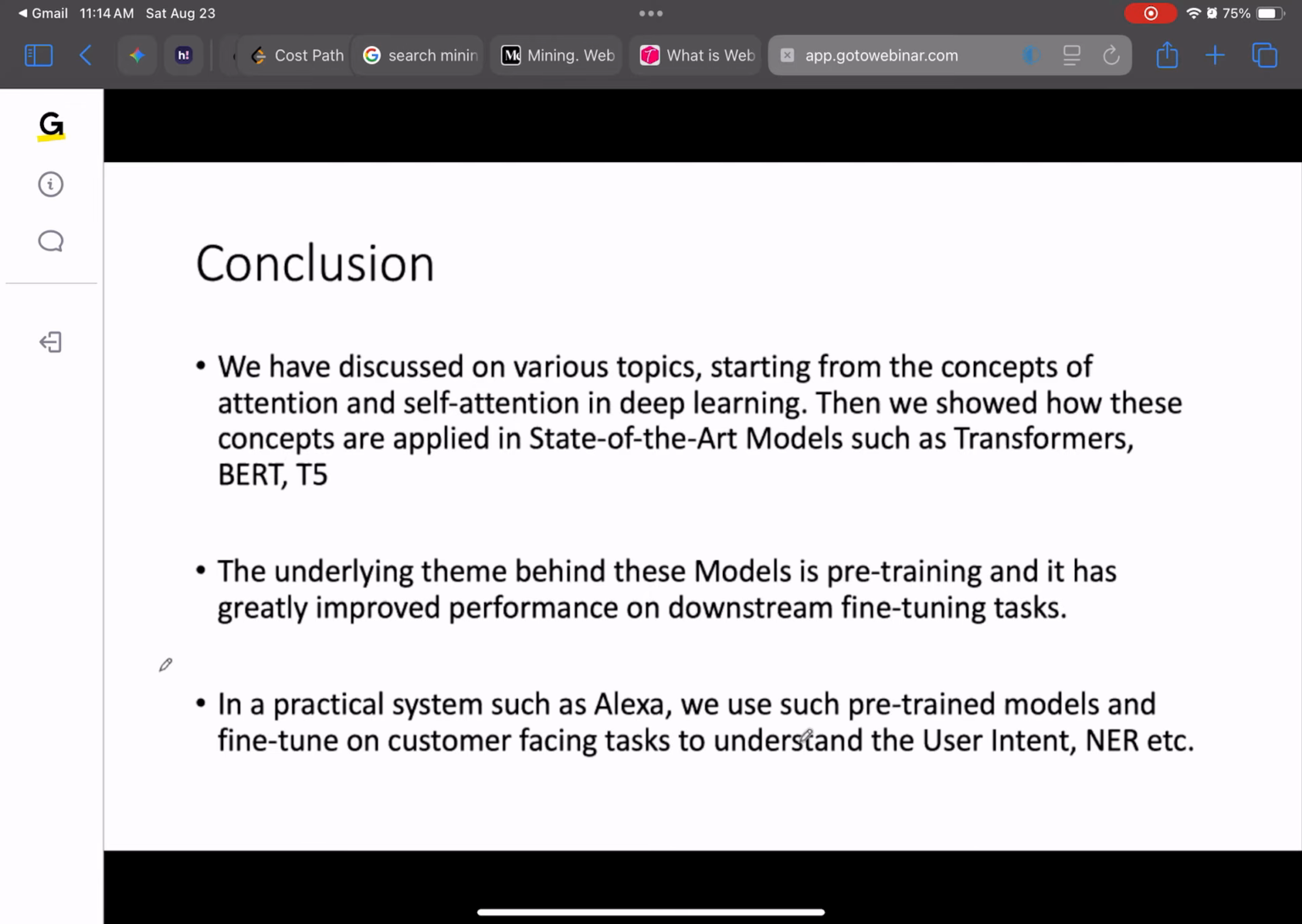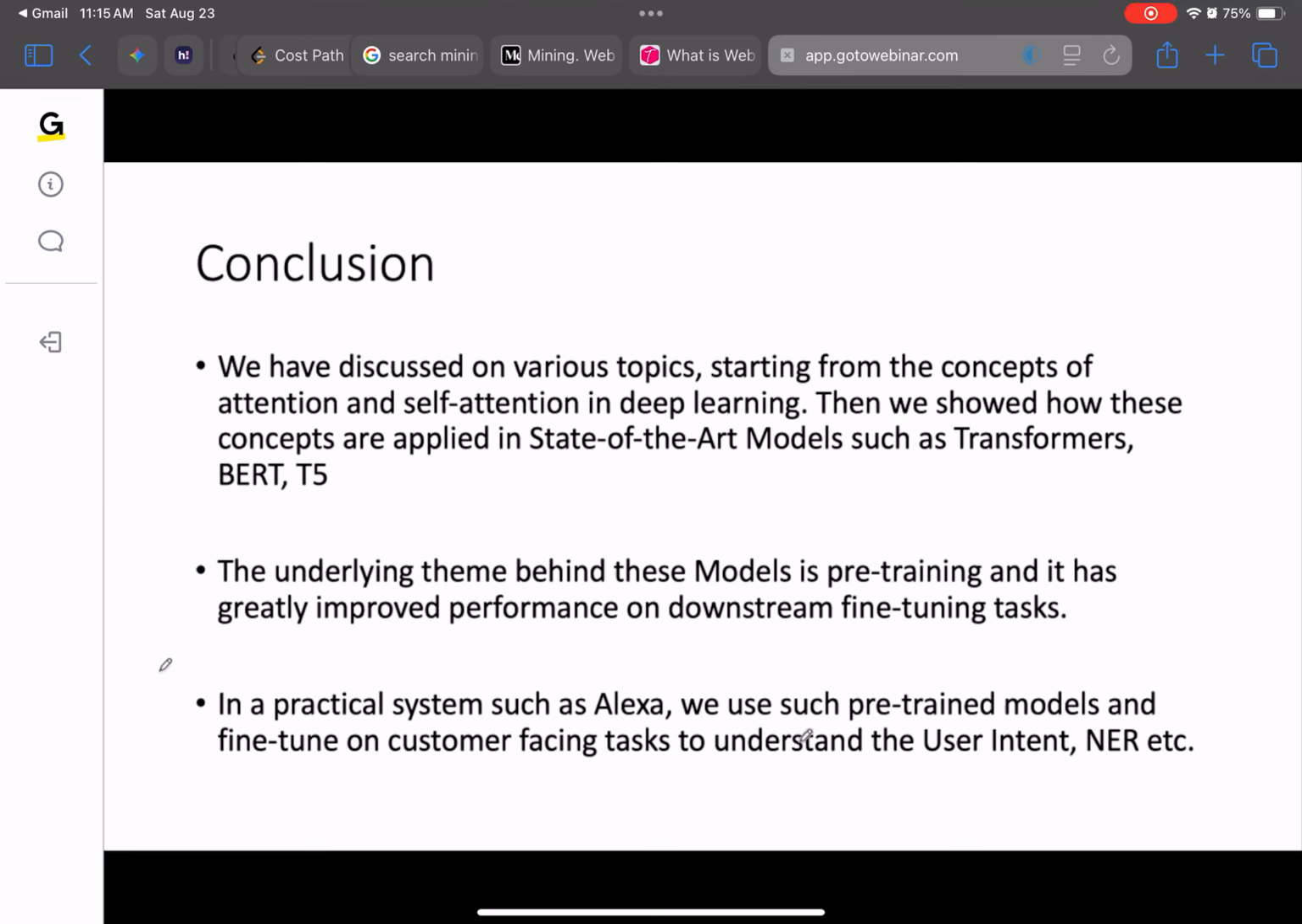In conclusion, we have discussed various topics related to attention and self-attention. We have also seen how these concepts are applied to transformers, BERT, T5, and other pre-trained models. Pre-training is the important takeaway from this tutorial. We have seen that when we pre-train the models, we get good improvements on downstream tasks. We have seen the same results in Alexa as well, where we use such pre-trained models and then fine-tune on customer-facing tasks like intent prediction, NER, etc.